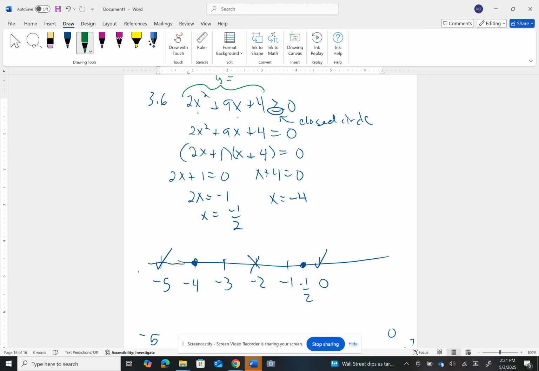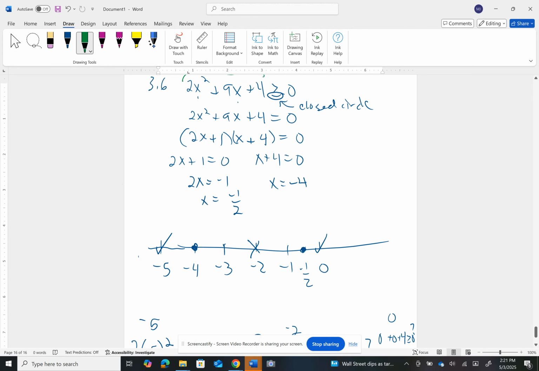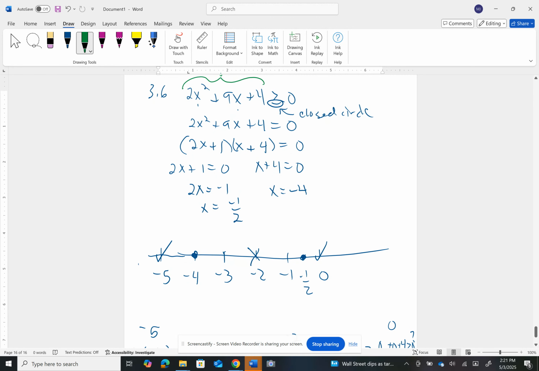Y equals 2x squared plus 9x plus 4. And if this were really a coordinate plane where I had an x and a y axis, these two points you found would be where the parabola crosses the x-axis. And because the a value is positive, we know it opens up. Okay, so it would do something like this.